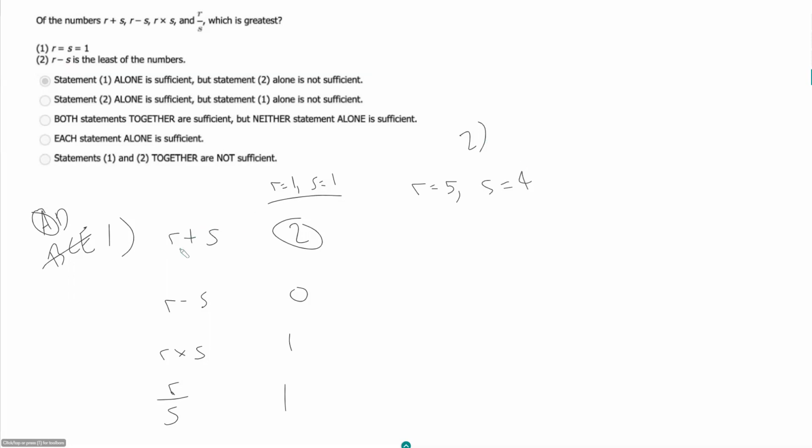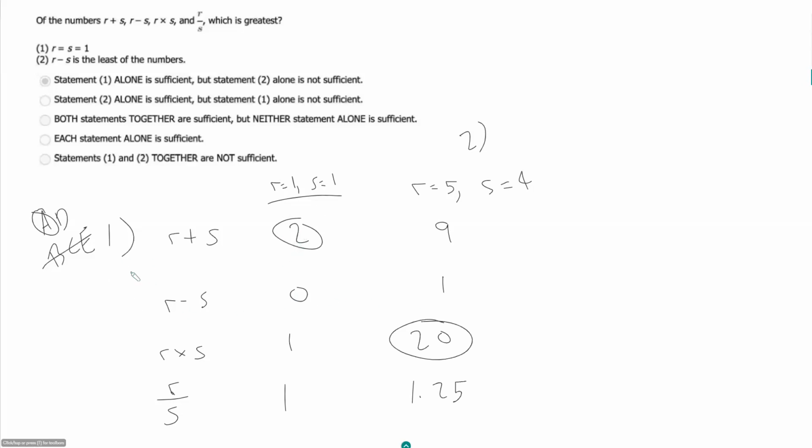So what does that give us for all of our values? In this case, r plus s is equal to 9, r minus s is equal to 1, r times s is equal to 20, r over s is equal to 5 over 4, which is 1 1/4, which is 1.25. So this checks out because r minus s is our lowest number, and r times s is our biggest. Now we can actually reuse the example from our first statement because in this case, r minus s was the lowest, except in this case, r plus s was the greatest.